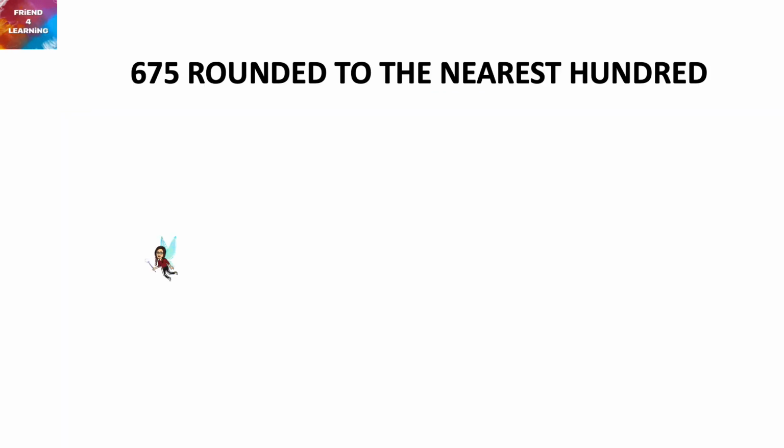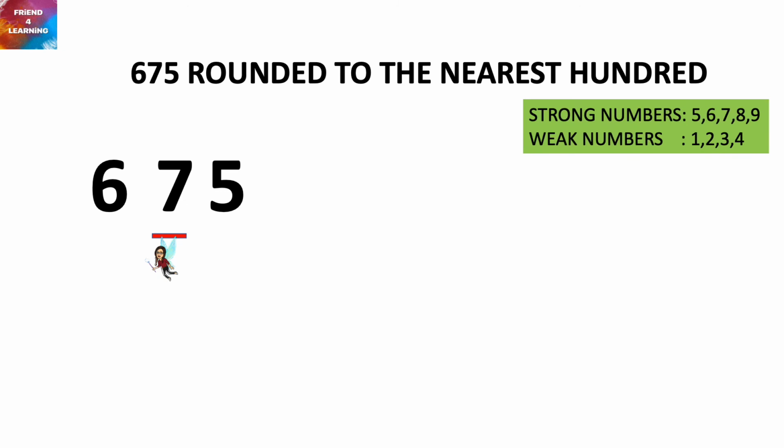And now let's go to another sum, that is 675 rounded to the nearest 100. What is 675 rounded to the nearest 100? There we go. We have 675. Okay, since we are going to change the hundreds, then you will concentrate on the tens. What is the number in the tens? Yeah, it's 7. And look whether it's strong or weak. Well done. It's a strong number.